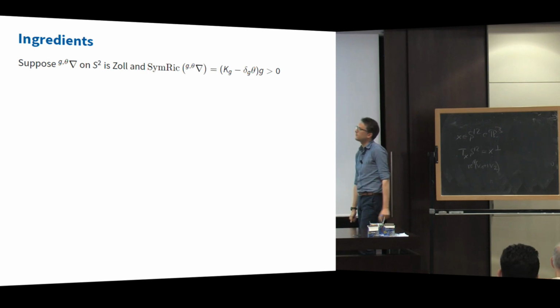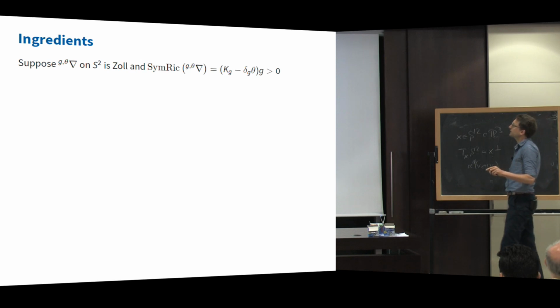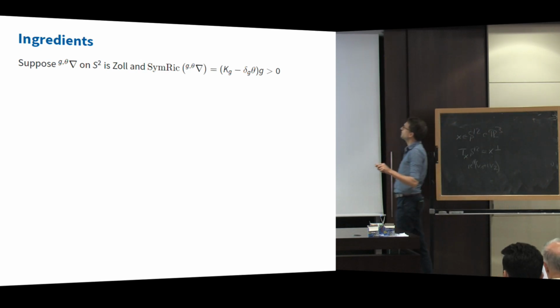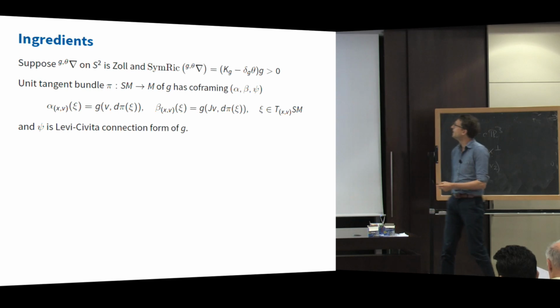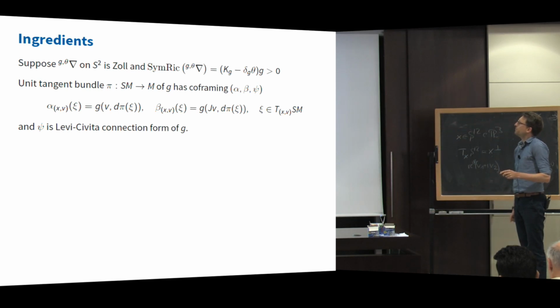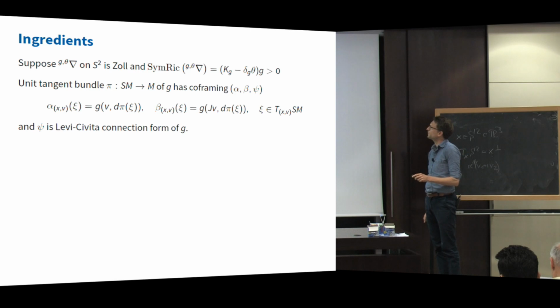So suppose we have our Weil connection on this two-sphere, which is Zoll and has the property that the symmetric part of the Ricci curvature is positive definite, which is just this quantity here. Right? So here K obviously is the Gauss curvature with respect to g, and here is the codifferential. So this thing here has to be positive definite. So you look at the unit tangent bundle of that metric. It has a natural coframing consisting of these three forms, alpha, beta, and the Levi-Civita connection form. So I've written them down here. So J is here rotation by pi half with respect to the metric.